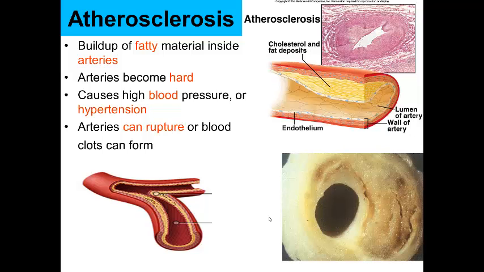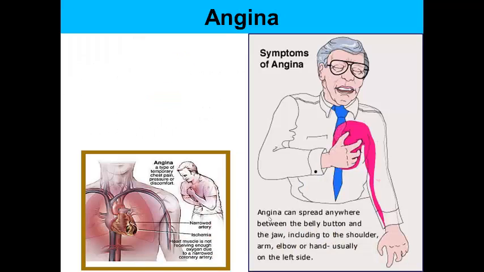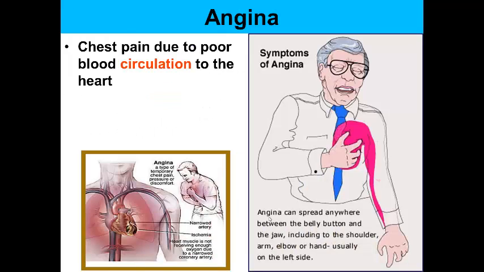When this happens, these blood clots can either obstruct the flow of blood to areas of your body, or they can cause you to die from blood loss. So there are two examples of arteries that contain atherosclerosis. Angina is defined as chest pain due to poor blood circulation to the heart.